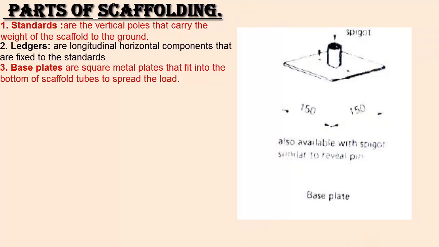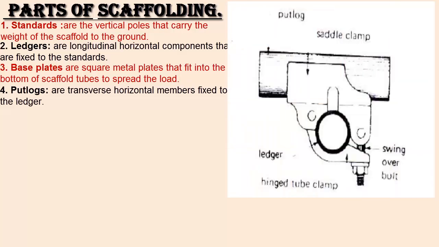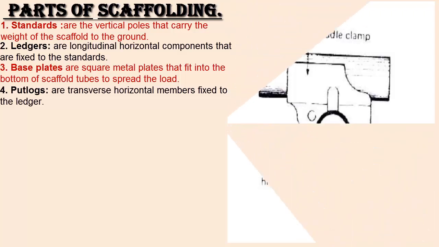The putlock. Sometimes, when we want to describe a kind of foundation, we say putlock scaffold. What is the putlock? The putlock is fixed to the ledger, is also in horizontal form, and is connected to the wall. And most commonly, it appears in independent scaffold. The putlock is connected to the ledger down to the wall, and it also holds the platform.